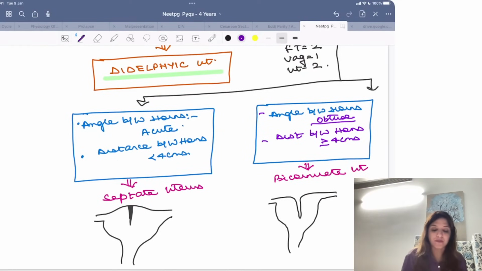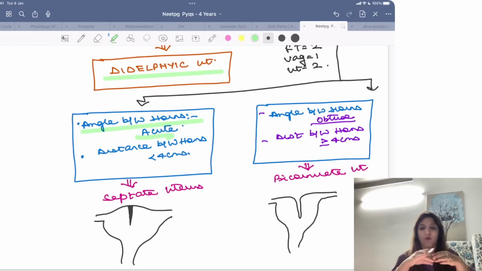In case of septate uterus, the angle between the two uterine horns will be acute and the distance between them will be less than 4 centimeters. In case of bicornuate uterus, the angle between the two horns will be obtuse and the distance between the horns will be more than or equal to 4 centimeters. Right? Another thing, please remember, why am I saying that looking at the fundus of the uterus is very important to differentiate between the two?